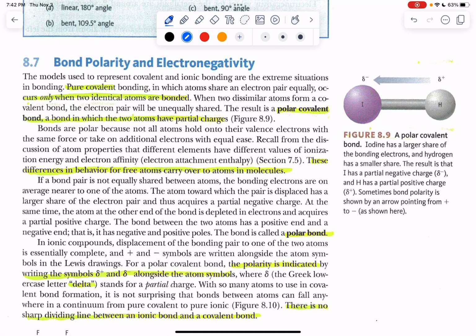The main purpose of this screencast is to distinguish between the polarity of a bond and the polarity of a molecule, or molecular polarity, which is in the next section.